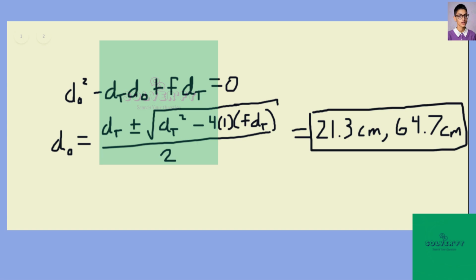Also note that to have real values for d0, or the distance to the object, we must in general have dt squared minus 4 times f dt be greater than 0, or dt, the total distance, be 4 times greater than the focal length. And that's because of that square root value there. If that was a negative value, then we would end up with imaginary numbers, which we don't want.